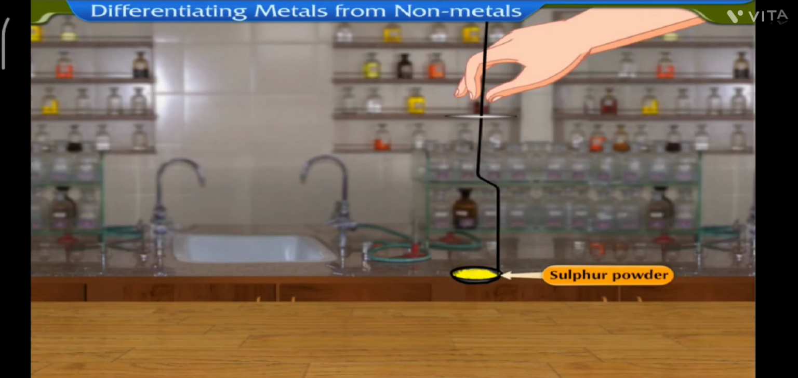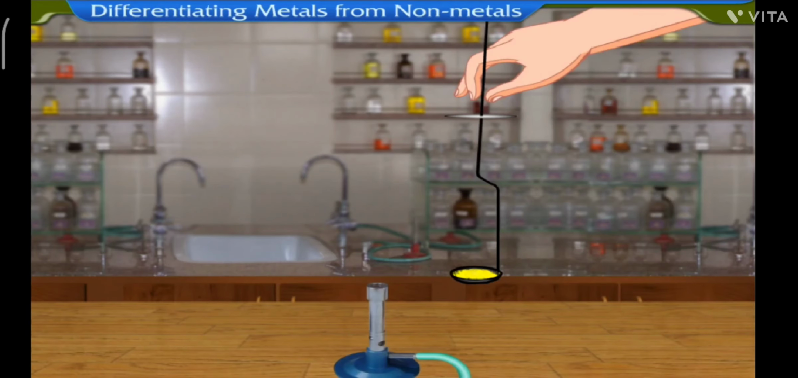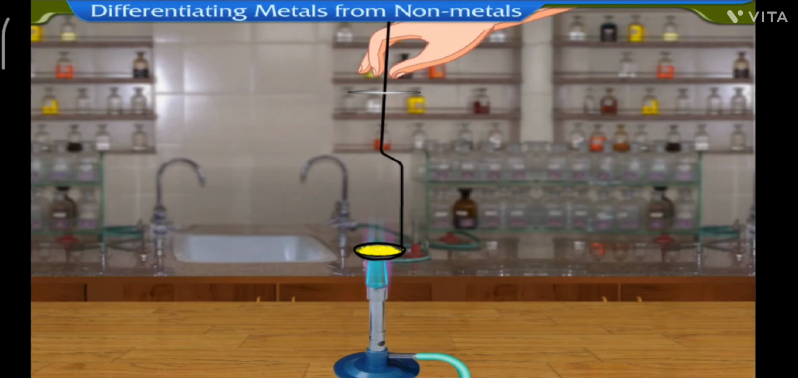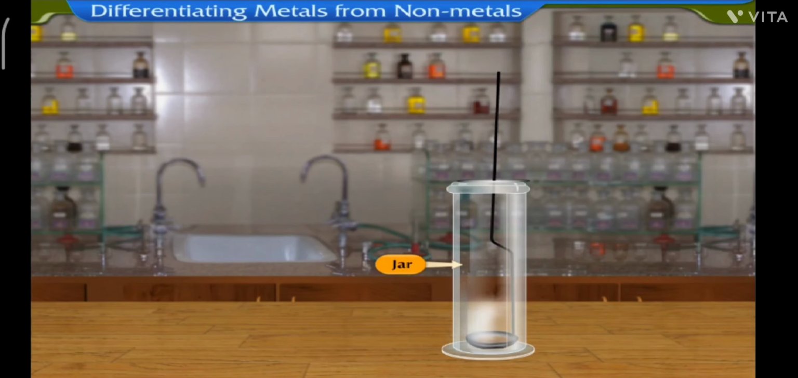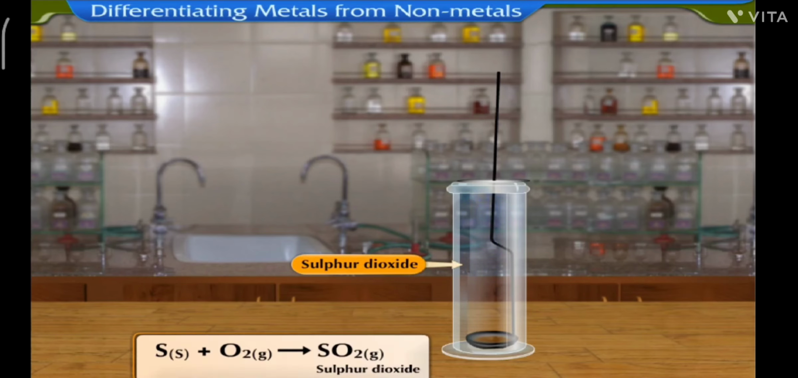Take some sulfur powder in a deflagrating spoon. Now, place it over a burner and heat it. What do we see? The sulfur is burning. Place the spoon in a gas jar quickly and close it with a lid. Do you notice any change inside the jar? A gas gets collected in the gas jar. This gas is sulfur dioxide. It is formed from the chemical combination of sulfur and oxygen.